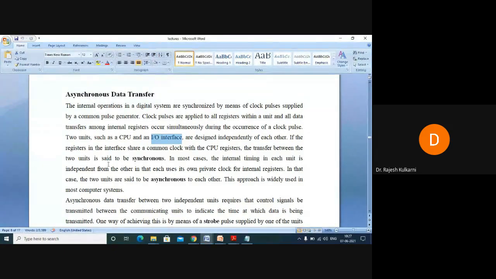Now, if the CPU and the IO interface have a common clock, and the clock is shared, so the interface and all the registers of the CPU share the same clock, then the data transfer between these two units is called synchronous.